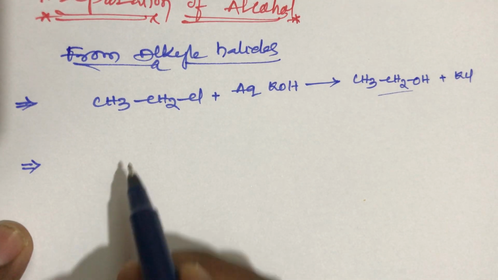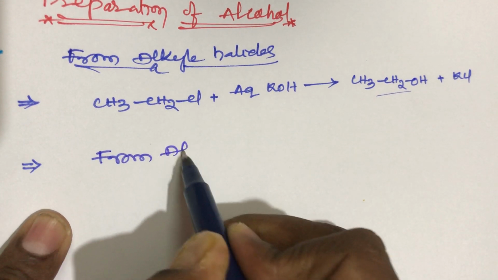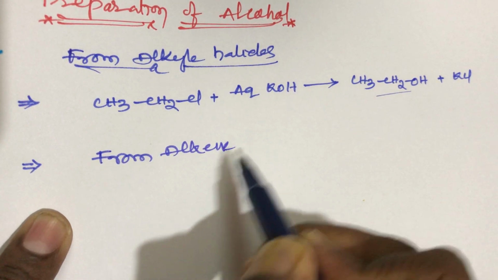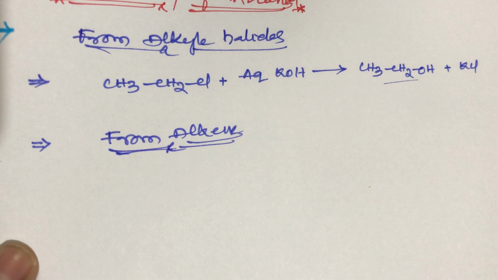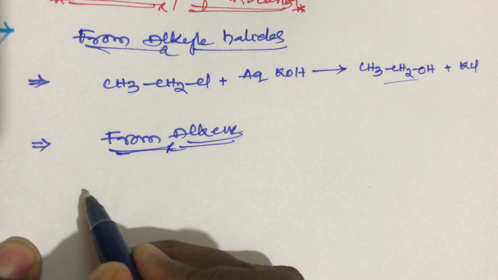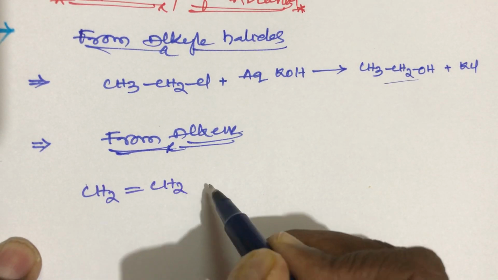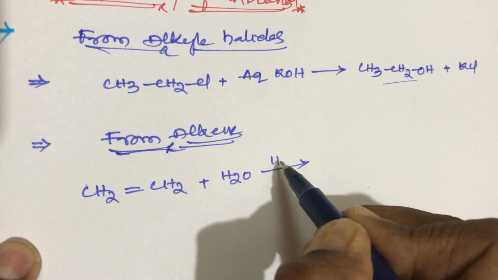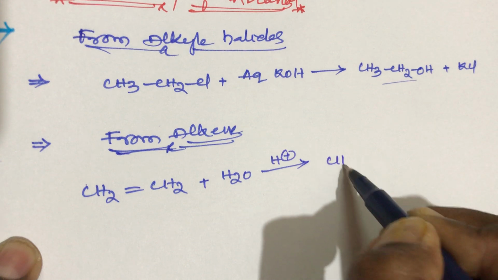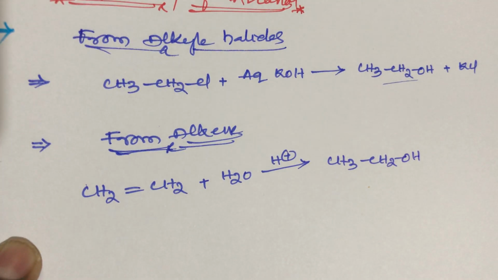Now the second method, students, is from alkene. For alkene, the example is ethylene. Take ethylene, CH2=CH2, plus water in the presence of acidic H+, and we get ethyl alcohol, CH3CH2OH. This is the second method.